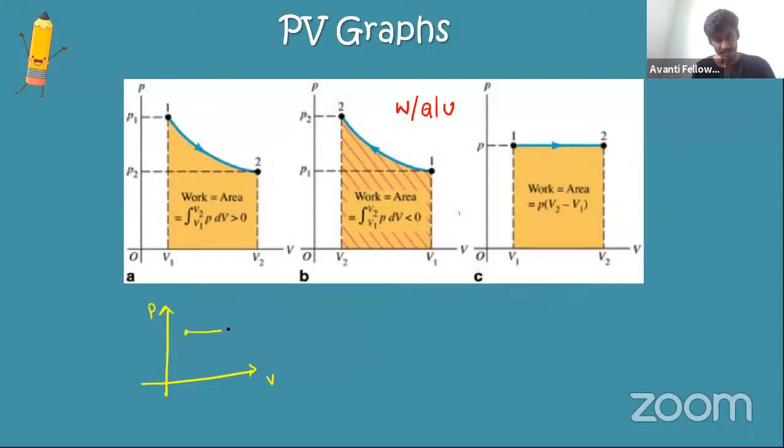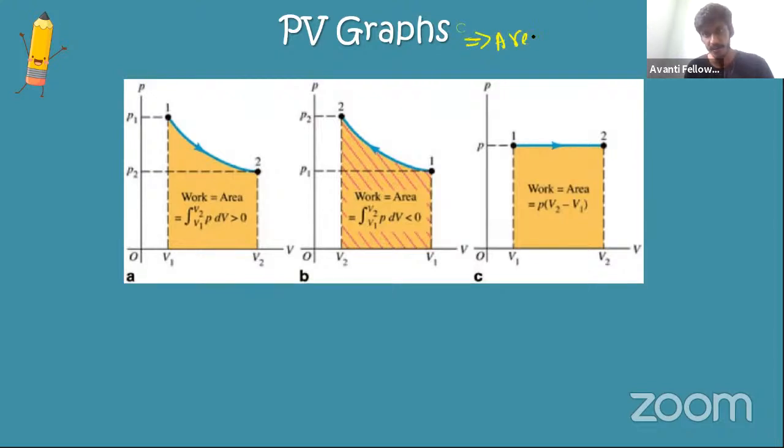Let me take a simple example. There is this process happening from point 1 to point 2. And if I calculate the area, what will be the area? The y-axis is given by pressure, the x-axis is given by volume. So area is equal to pressure into volume. Pressure into volume is nothing but work done. So always remember this concept: in PV graphs, the area of the PV graph is equal to work done. This is how you find it graphically, and this is the most important concept of today's class. This has a very high chance of appearing in questions. So please make sure you understand this.